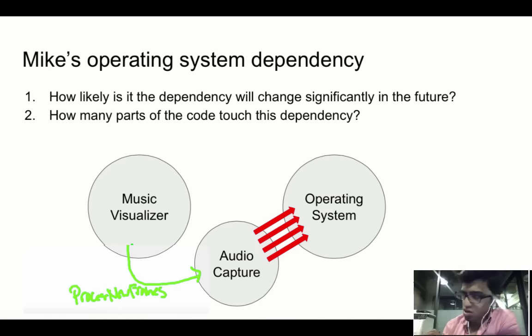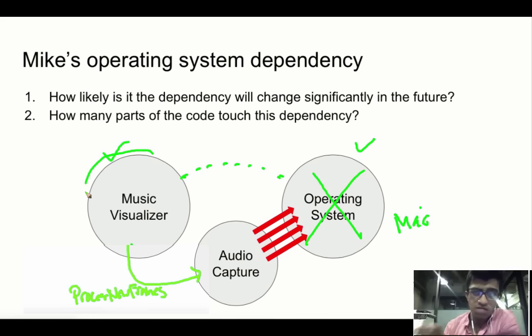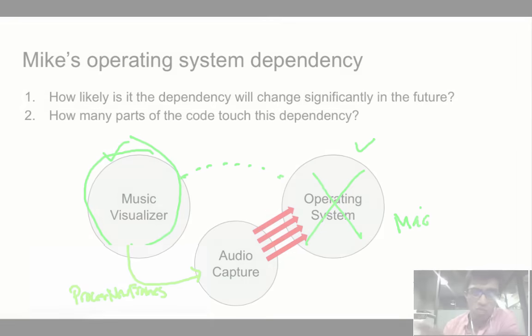This process is called decoupling, or you can say that these two things, the music visualizer logic and the operating system dependency, are now loosely coupled. The advantage of this is that it allows Mike to swap in a totally different operating system in the future, and none of this music visualization code, which is the core business logic of his app, would have to change.